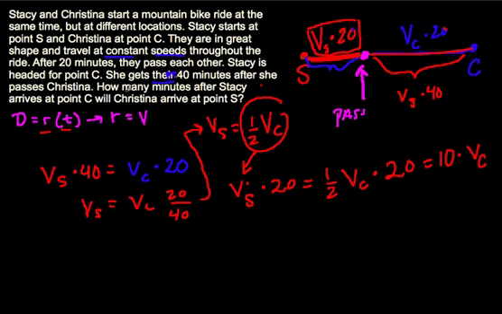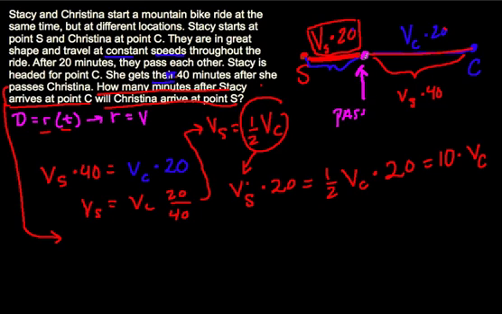So this problem is asking how many minutes after Stacy arrives at point C will Christina arrive at point S? Well, actually, I think I made a mistake when I was writing this problem. And here's what I'm realizing right now. Stacy will arrive at point C after Christina arrives at point S, not the reverse. So it says how many minutes after Stacy arrives at point C, but Christina will arrive at point S before Stacy, because she's the faster rider. So what that means is that we should say how many minutes after Christina arrives at point S will Stacy arrive at point C. That's what it should say.